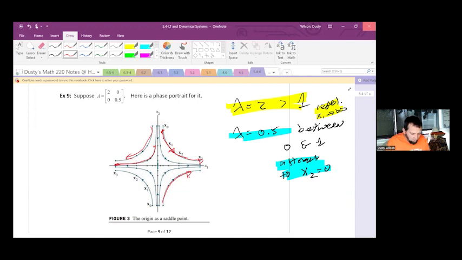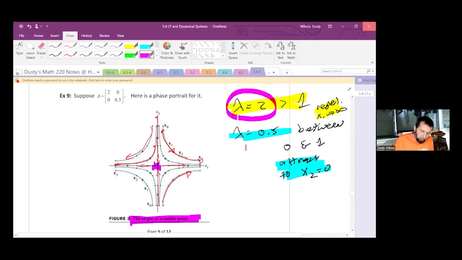It's like a very, very fragile point. Notice that if you started on the x2 axis itself, you'd go straight towards the origin. But if you were on the x1 axis, you would roll away infinitely far. And so that origin point right there is what we call a saddle point. The origin is a saddle point. So you're going to get a saddle point in the case where you have one eigenvalue bigger than one and the other between 0 and 1.